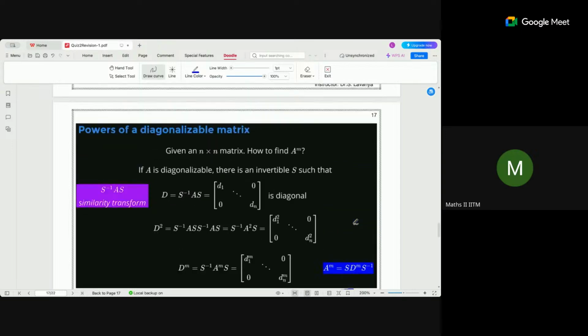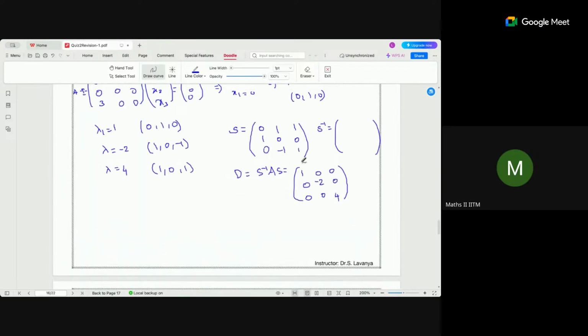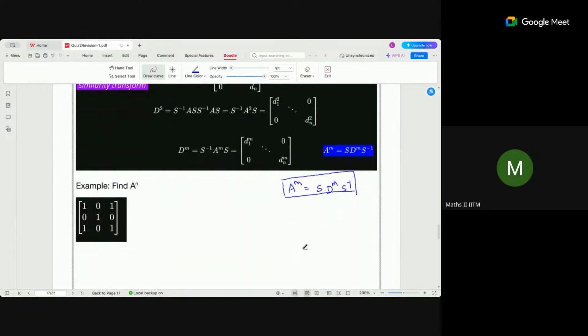So here, for example, this matrix also you can try computing the powers of A. Maybe I'll leave it as homework. You try computing A cube from this. Okay, find A cube.